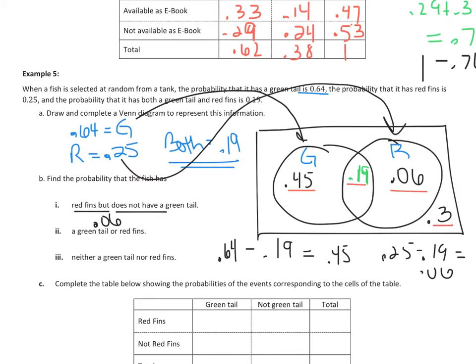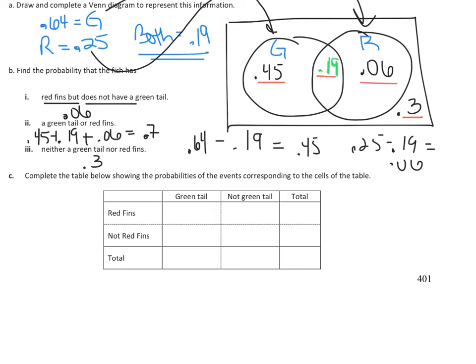Next question says a green tail or red fin. Now if you remember in the previous video, or is the sum of all the 3 things, just the inside of the circles for a Venn diagram. It's very easy to calculate. For Venn diagrams, to get or, add the 3 numbers inside the Venn diagram. So just to show you, 0.45 plus 0.19 plus 0.06. And we got this value already, it was 0.7. The last one they want is neither a green tail nor a red fin, which means that it's not at all in the circles. So we don't want here, we don't want here, we don't want here, because that's both. It's this guy on the outside. 0.3 or 30% don't have either.